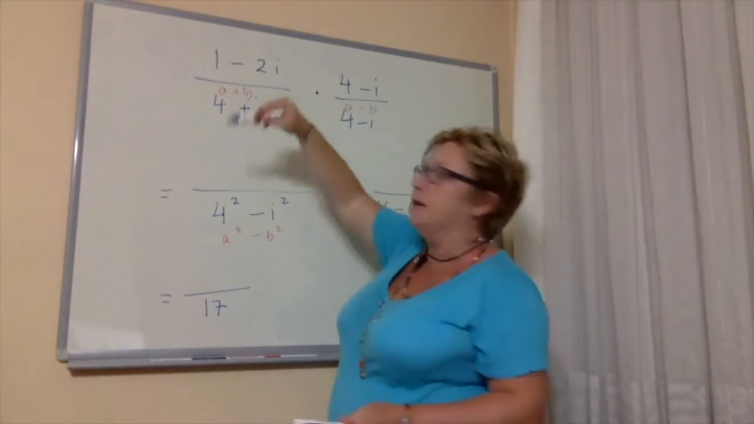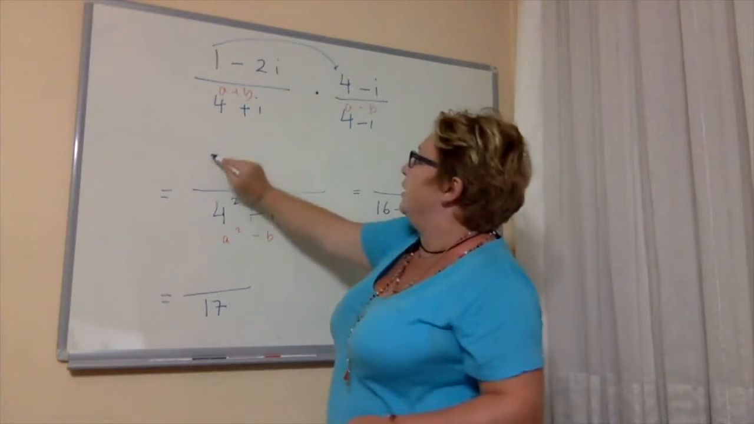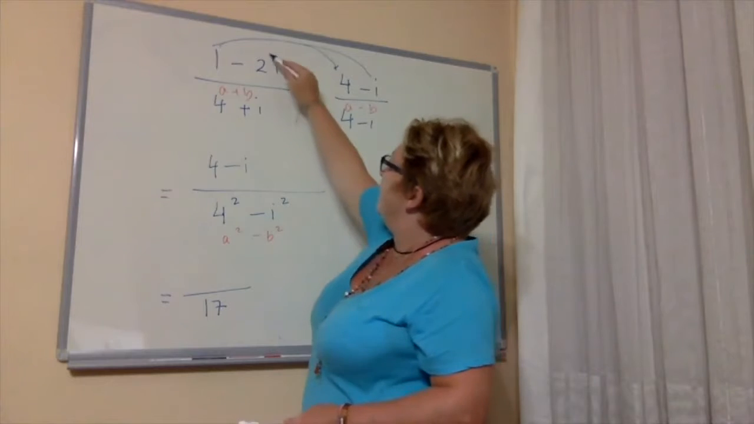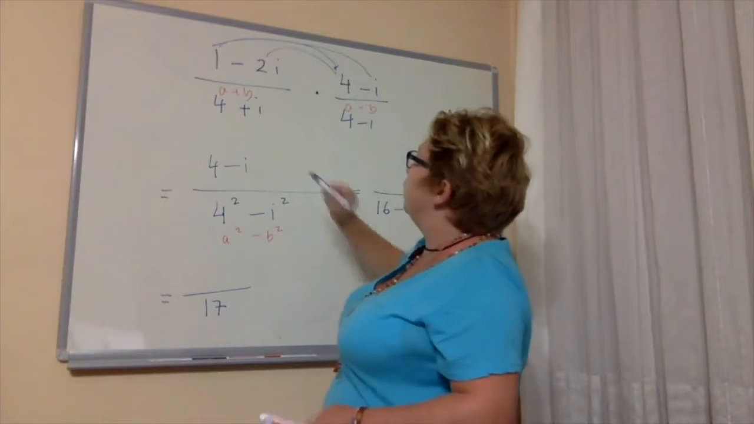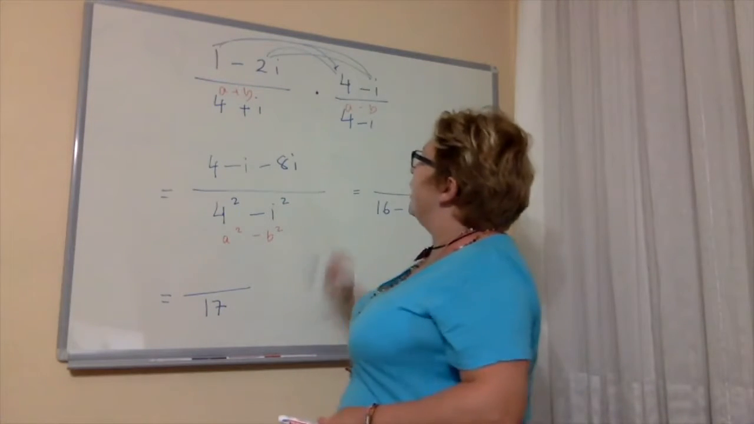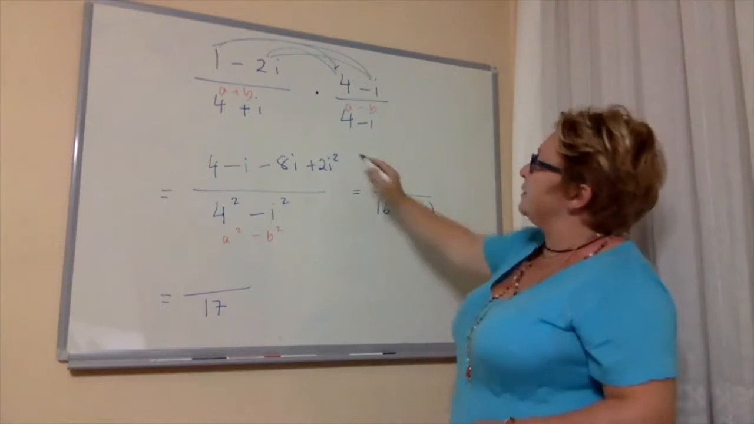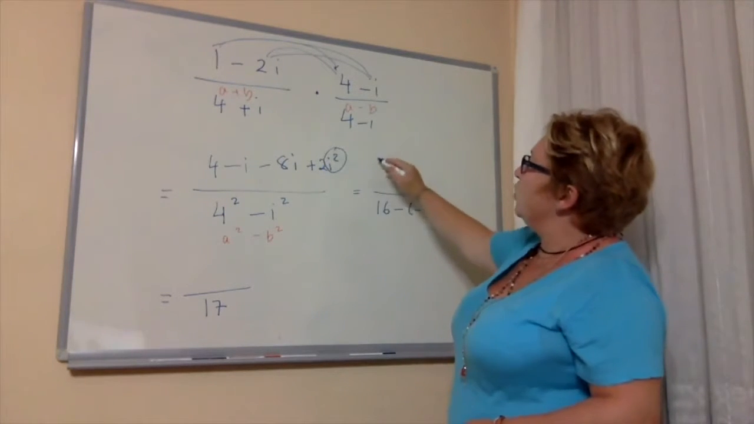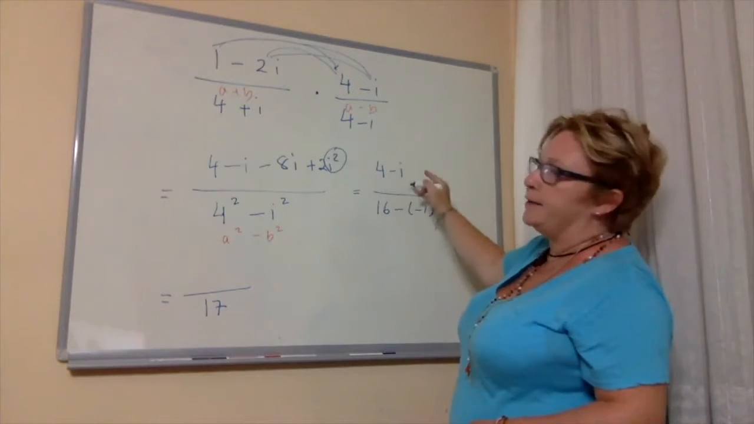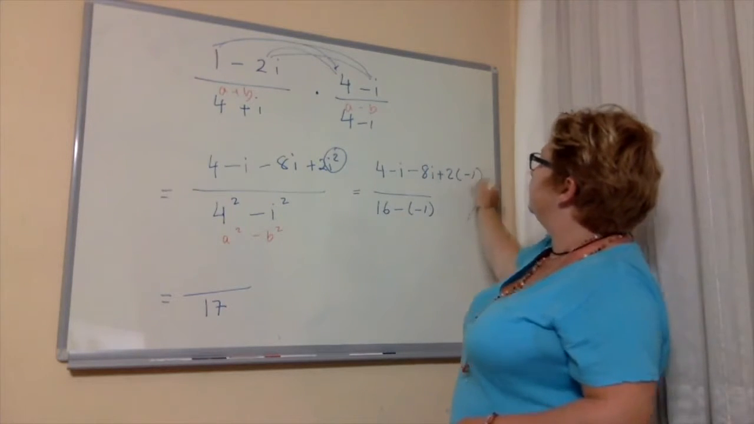Now for the numerator, we're just going to do our straightforward multiplication. So we'll go 4 times 1 is 4. 4 times minus i is negative i. Negative 2i times 4 is minus 8i. Negative 2i times negative i is plus 2i squared. Instead of the i squared here, we're going to plug in negative 1. So we'll have 4 minus i minus 8i plus 2 times minus 1.